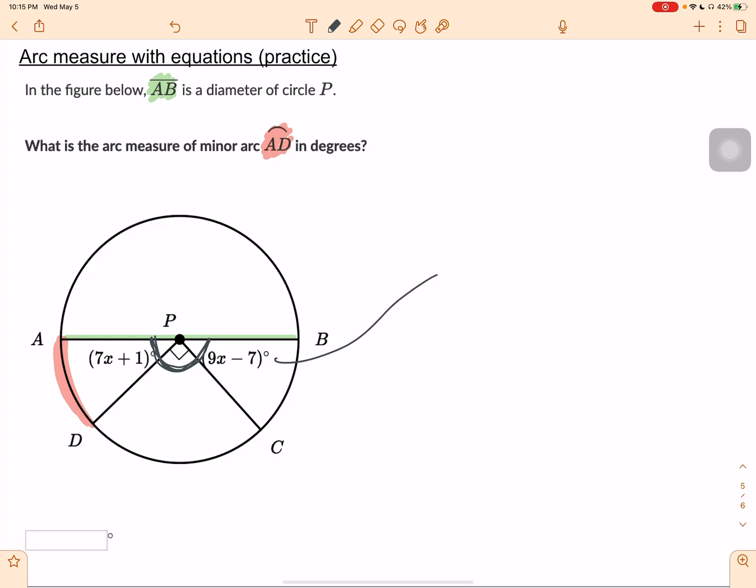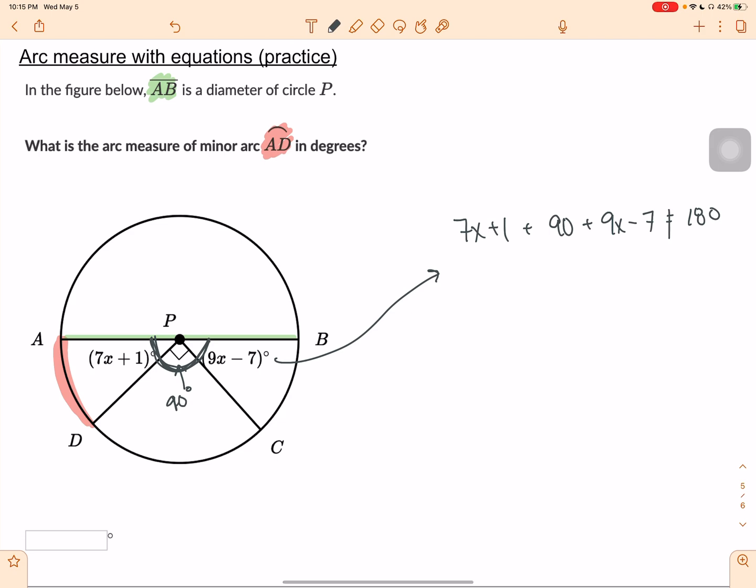So I can set up an equation: 7x plus 1, plus this right angle here is 90 degrees, plus 90, plus 9x minus 7 equals 180. Okay? So now you have an equation where you can solve for x. So pause the video and try it out on your own and then check your work with mine.